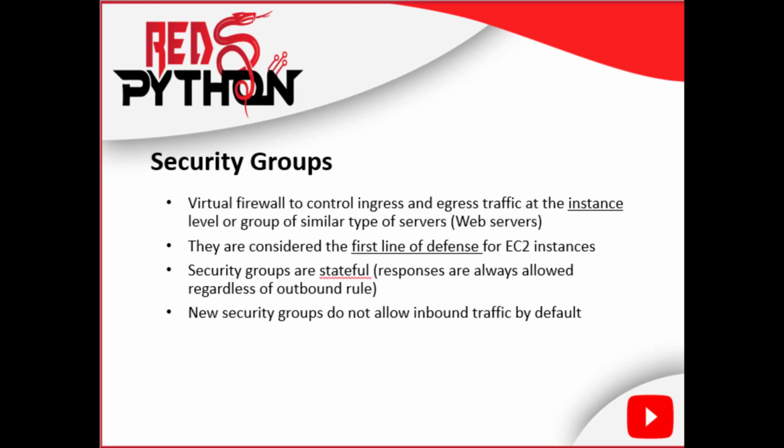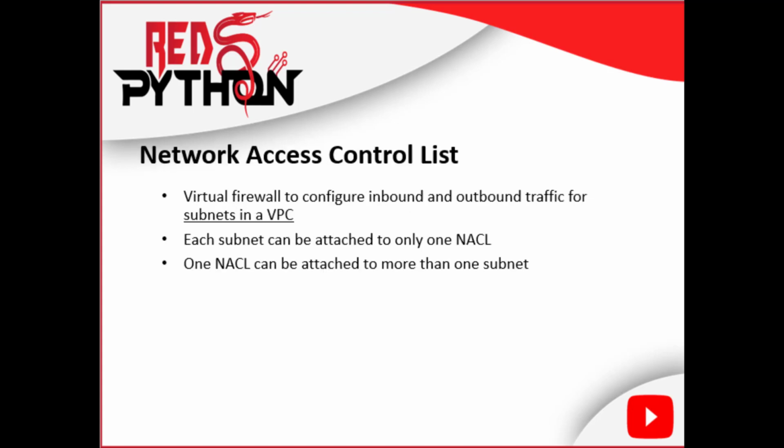Security groups, or virtual firewalls. Security groups are virtual firewalls that will help you control the traffic at the instance level. When we say instance, we mean at virtual machine level, database level, each of the deployed resources. They are considered to be the first line of defense for EC2 instances. Security groups are stateful. It means that responses are always allowed regardless of the outbound rule. When you create a new security group, inbound traffic is denied by default.